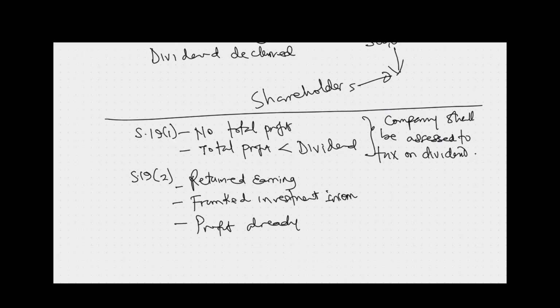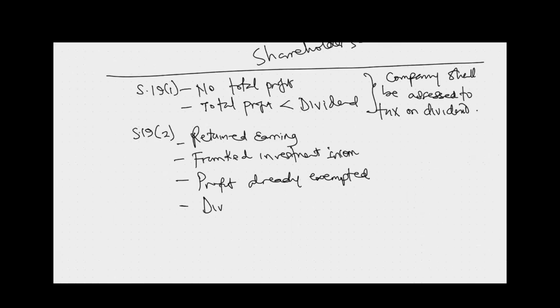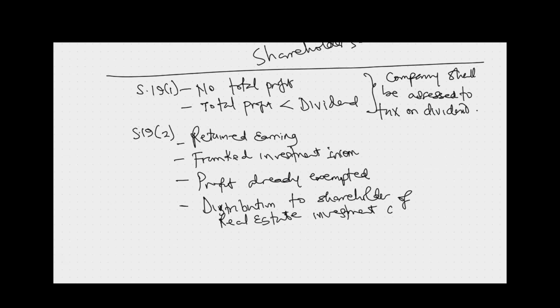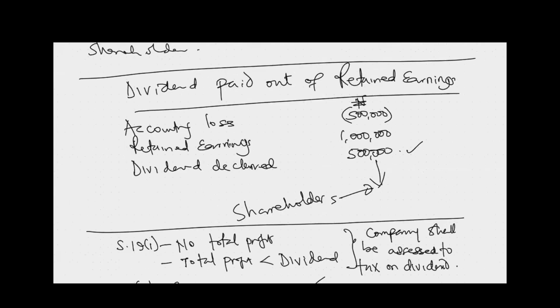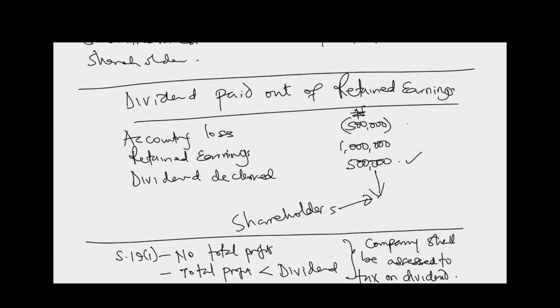And if you paid it from distribution to shareholders of a real estate investment company, then that means this company has to follow subsection 2. Now, in subsection 2, you will notice that retained earnings, when the company made a loss, there is no way the company would have paid dividend, is that not?